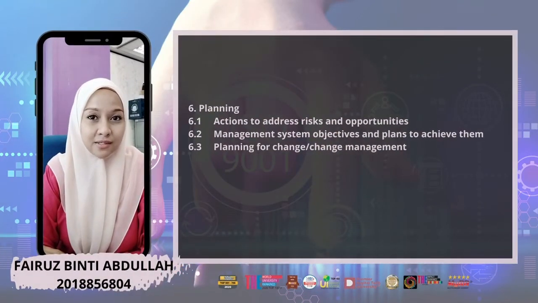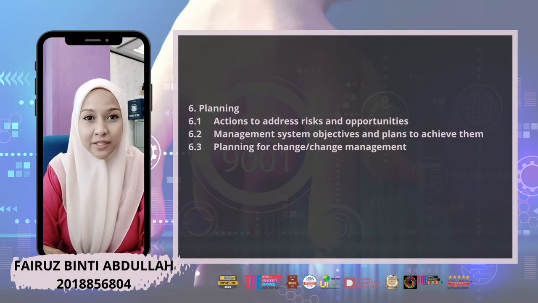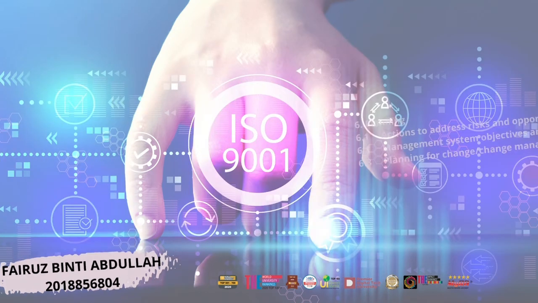Clause number 6 is planning for the QMS. Risk and opportunity as well as quality objectives linked with the quality policy are presented in this section.